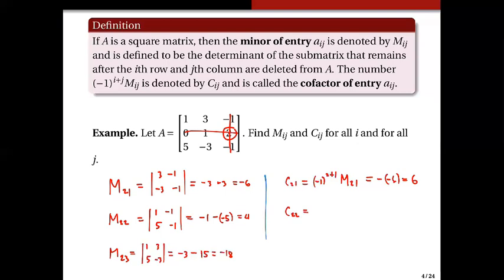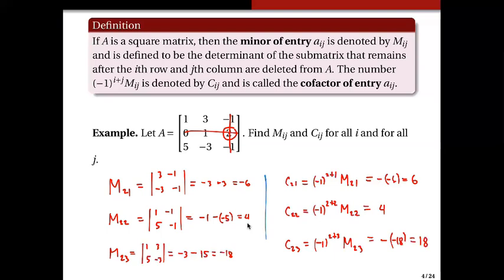C22 is equal to -1 raised to 2 plus 2 times M22. 2 plus 2 is 4, and -1 to the 4 is +1. M22 is simply +4. And then C23, we have -1 raised to 2 plus 3 times M23. And -1 raised to 2 plus 3 is -1 also. So we have negative of M23, which is -18, so this is equal to +18.